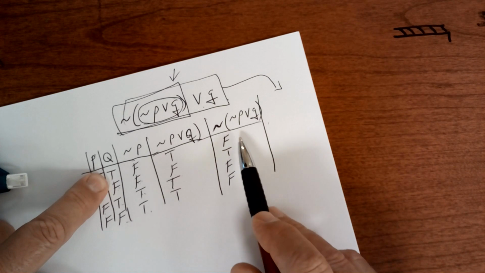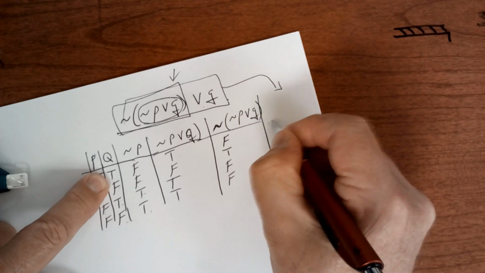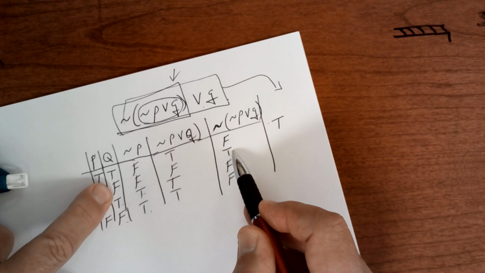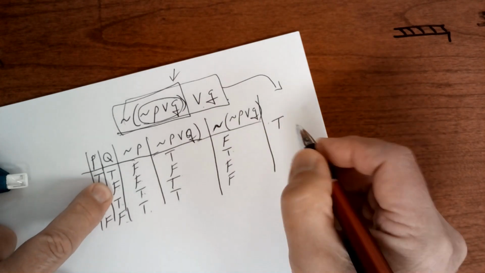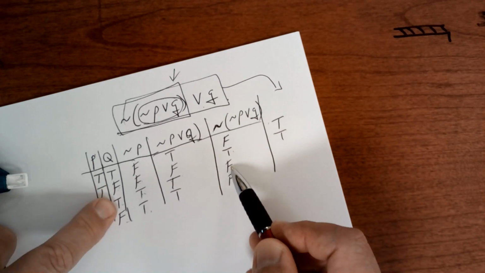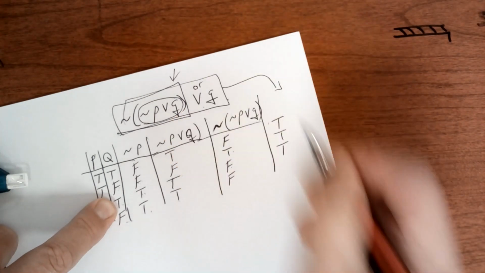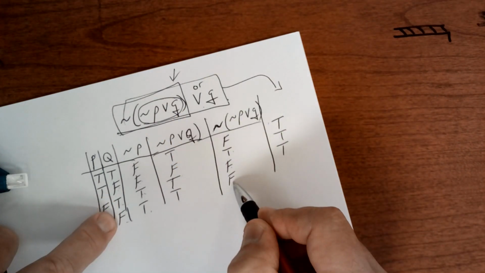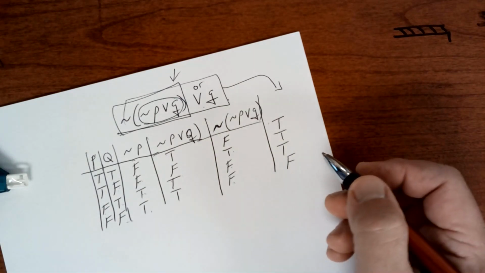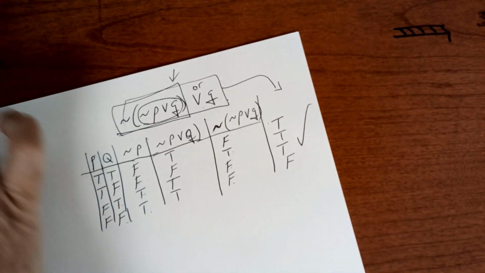If you look at this, false or true, either one, as long as you have one true. True and false, as long as you have one true. False and true, as long as one of them is true, because it's or. And then finally false and false will be false. And there we have it, and that should be it. And that is what they have for example 1.